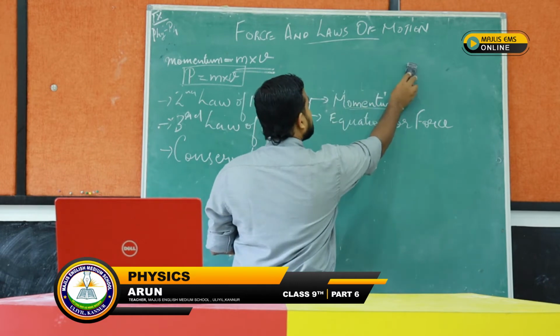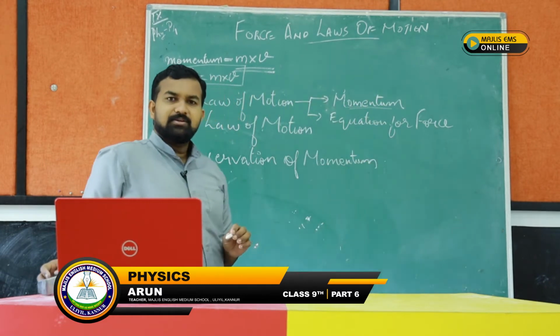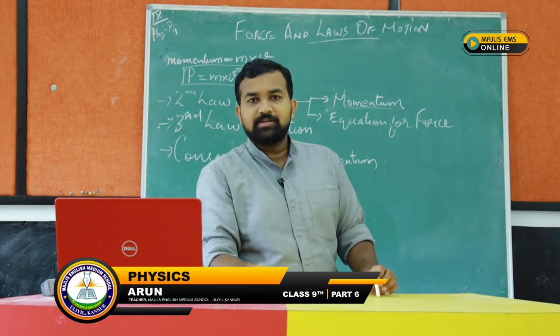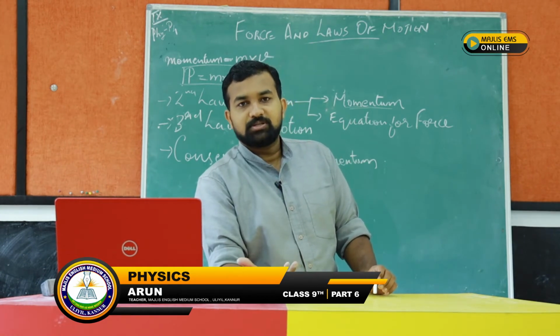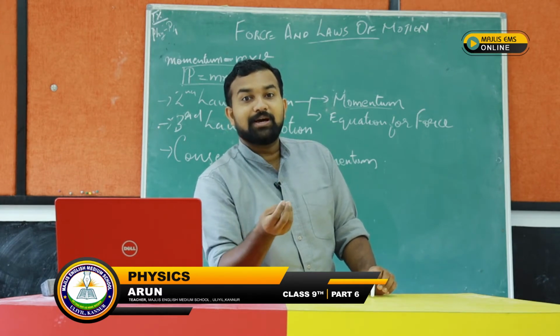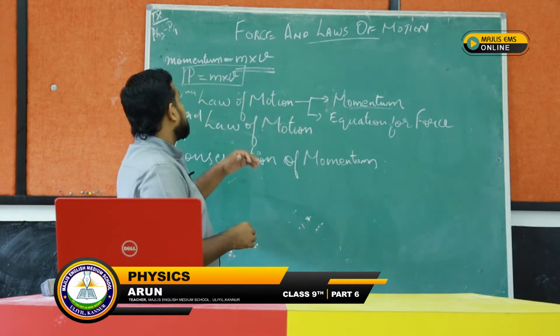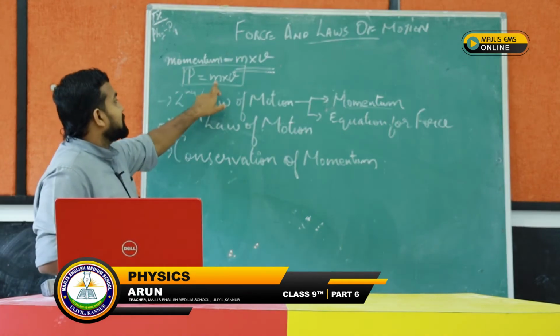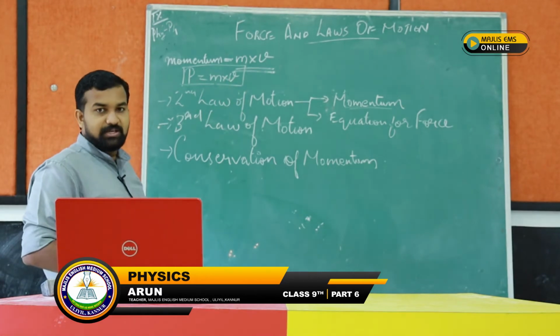So don't worry about this new term. It is just the product of two terms which we already know, that is mass and velocity. The product of two terms, mass and velocity, will give you a new term called momentum. Momentum is denoted by the letter P, and it is the product of mass into velocity.